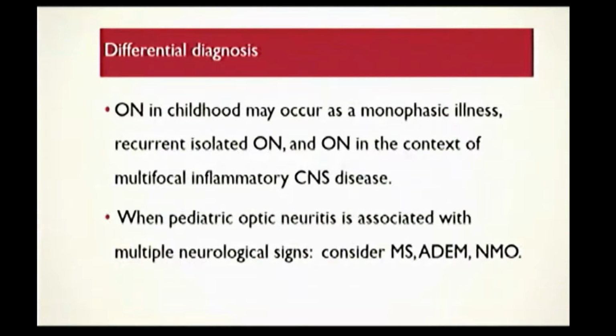Optic neuritis in childhood may occur as a monophasic illness. It can occur as a recurrent, but again isolated, optic neuritis, or it can come in the context of multifocal inflammatory CNS diseases. So when you have an optic neuritis patient who has multiple neurological signs, consider the diagnosis of multiple sclerosis, acute demyelinating encephalomyelitis, or NMO.